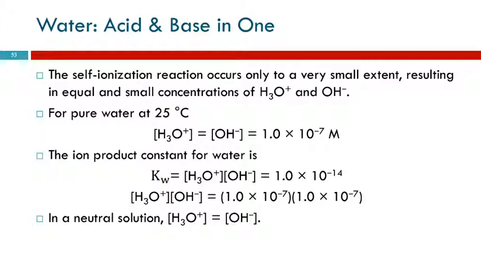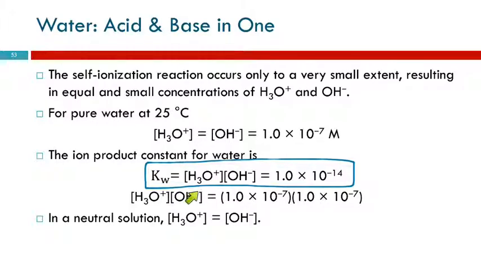So we'll learn more about this ion product constant and what exactly it means when we talk about equilibrium in the next chapter. But this constant is true for water even when it's not pure. That if you take the hydronium ion concentration times the hydroxide ion concentration, it will always equal 10 to the minus 14.